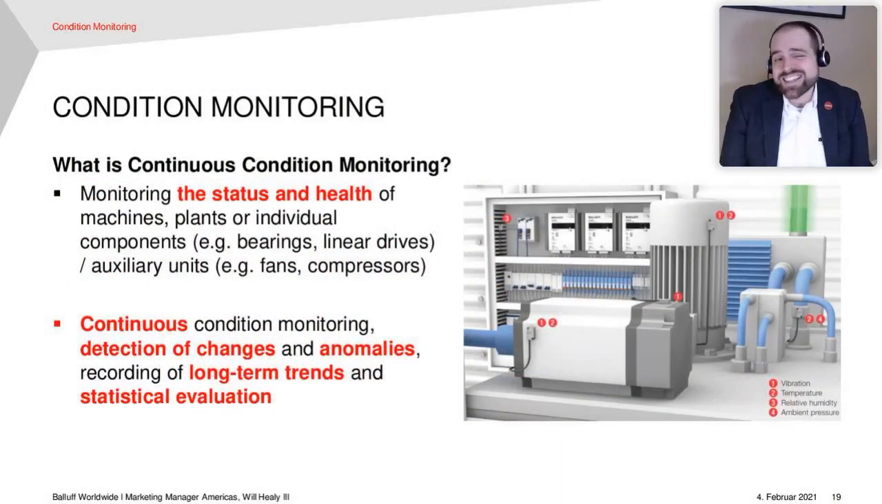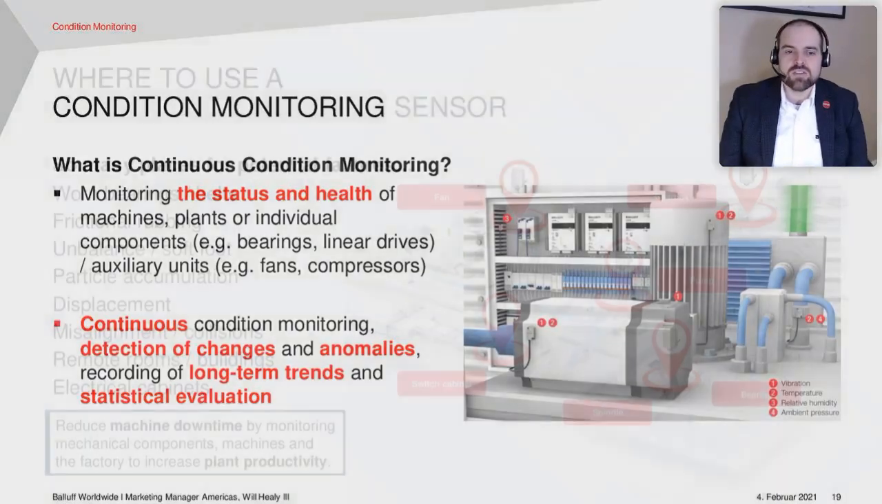So what is continuous condition monitoring? If you're not aware, that's monitoring the status and health of machines, plants, or individual components like a bearing or a linear drive. And continuous condition monitoring detects changes and anomalies by recording long-term trends and statistical evaluation. And a lot of people, when they hear statistical evaluation, think, OMG, I've got to do statistical evaluation. That sounds horrible. I don't have time for that. We don't have the database for that. And what's cool is that I'm going to show you a technology that actually has a lot of function built into it to do some of that analysis and trending for you inside of the device, so you can use it more just like a regular sensor.